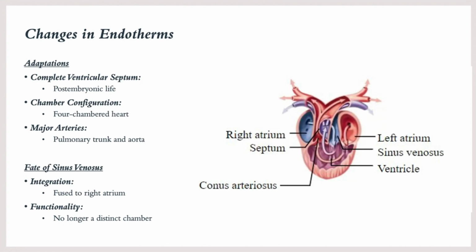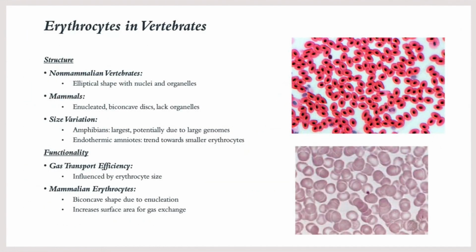That was kind of the pacemaker of the heart. Well, the sinus venosus basically fused together with and became part of the right atrium. It stopped being its own distinct chamber when the animals transitioned to becoming the endotherms. Now, the red blood cells in vertebrates are also very different.